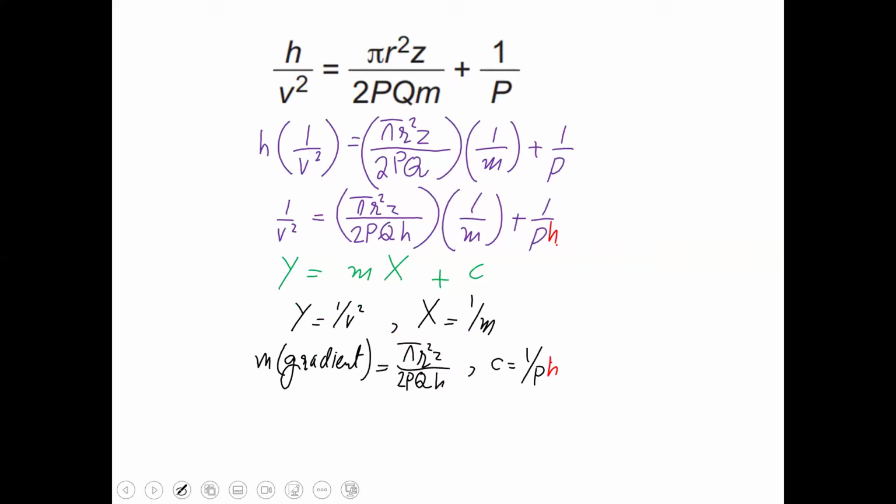Now, I will compare it with y is equal to mx plus c. Y is 1 upon v square. X is equal to 1 upon m. So m is the gradient. I have highlighted the working comparison.